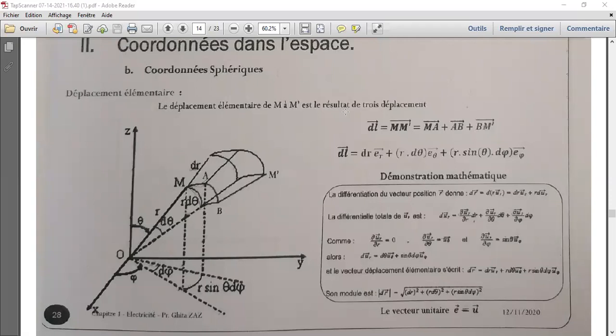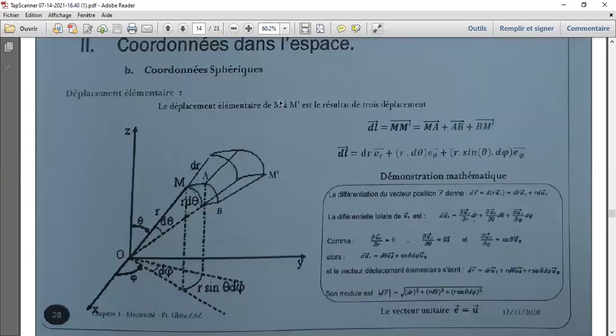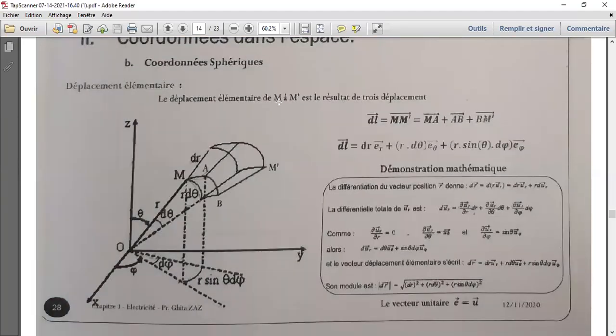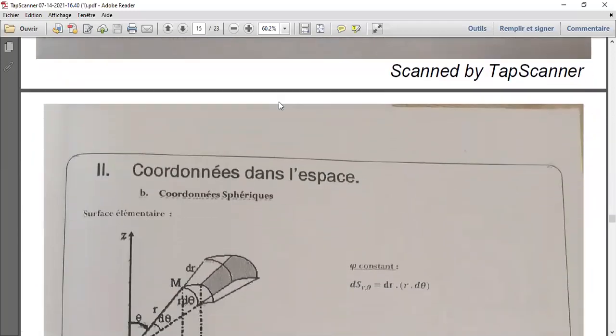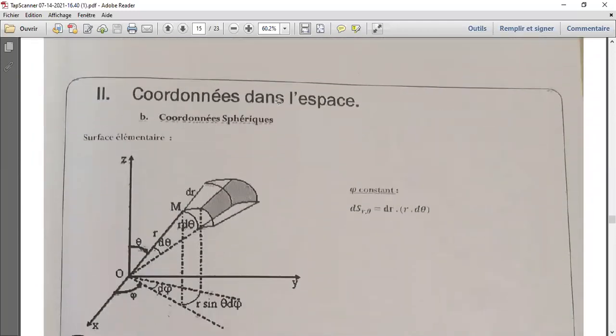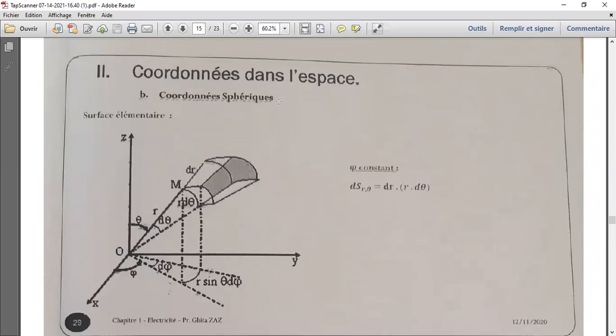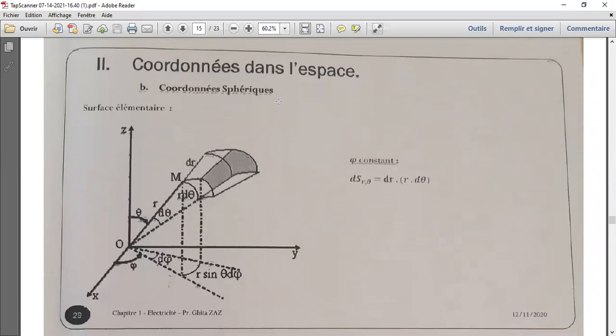So is there anyone with any question? If there's no one, now we're going to surface element. For surface element, you don't really need to panic about how I should calculate the surface.